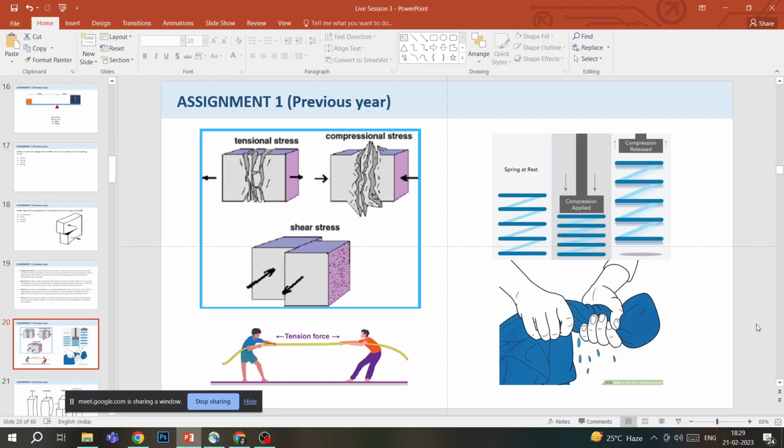And then these are some of the examples of compression. You can see the compression in a spring, which I have mentioned. And then this tension force, two people pulling on the rope, is creating tension in the rope. And a very common example for torsion is our clothes. We are twisting the clothes, which is releasing the water. So these are very everyday life examples of torsion, shear, compression, and tension.